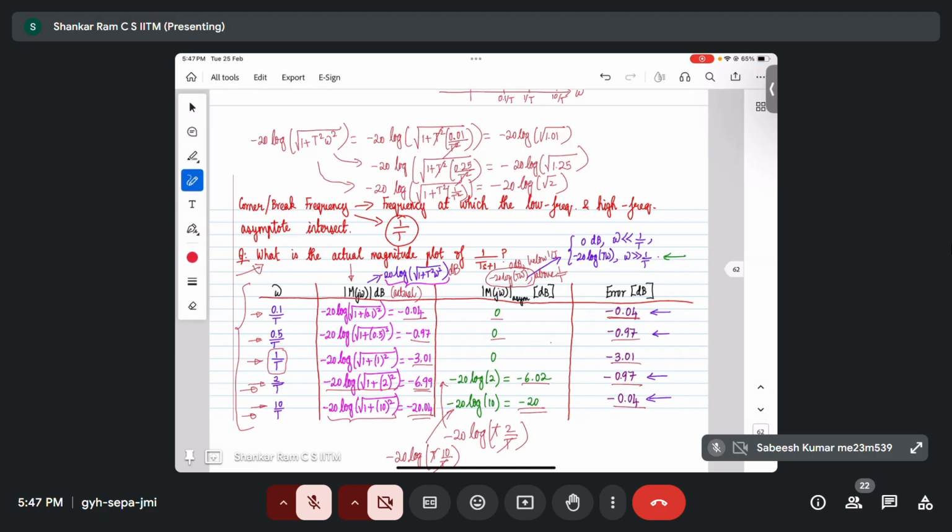Sir, one question. Now that we know that at the corner frequency we have the maximum error, instead of assuming the asymptote there, can we not simply calculate the value at 1 by T itself and minimize the error?